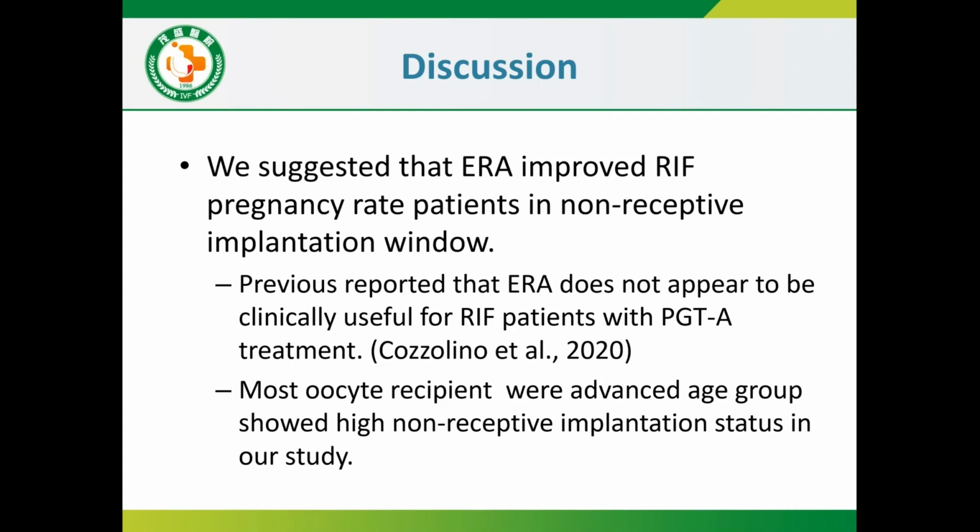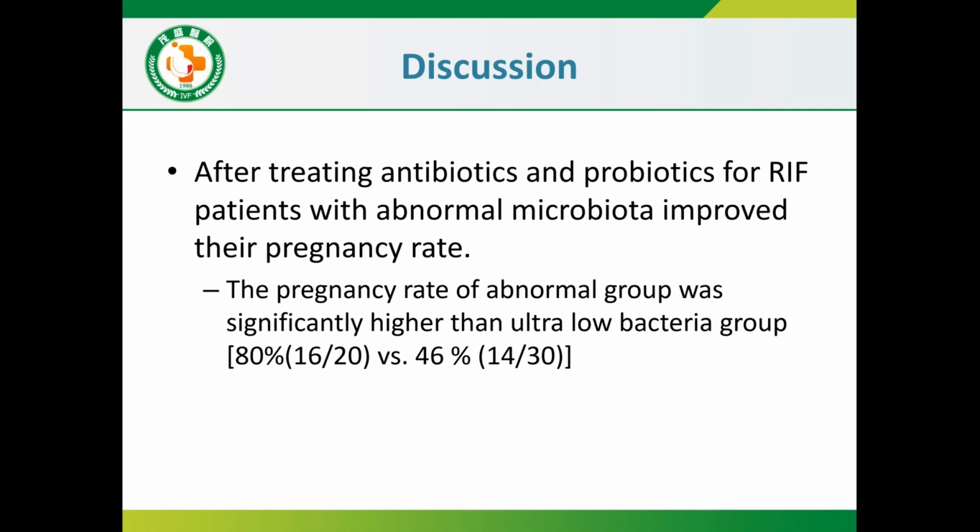Most oocyte recipients were in the advanced age group and showed a high non-receptive implantation state in our study. After treating IF patients with abnormal microbiota with antibiotics or probiotics, their pregnancy rate improved. The pregnancy rate of the abnormal group was higher than the ultra-low bacterial group, 80% versus 46%.